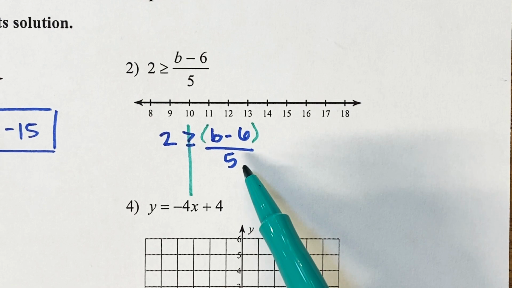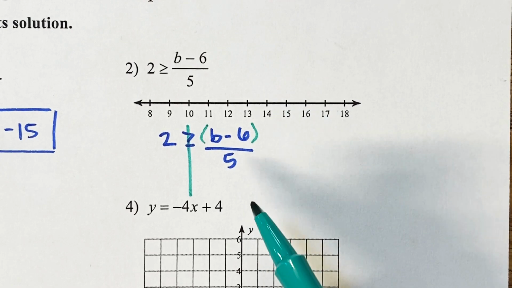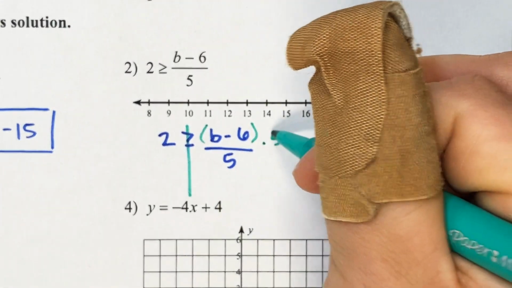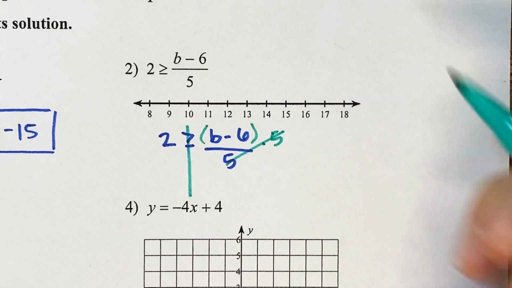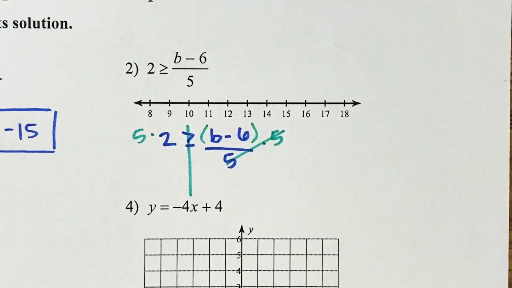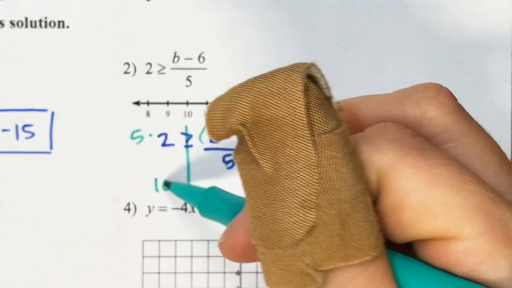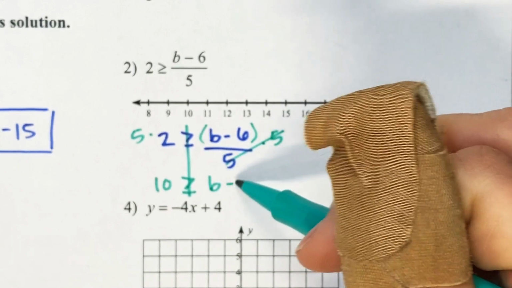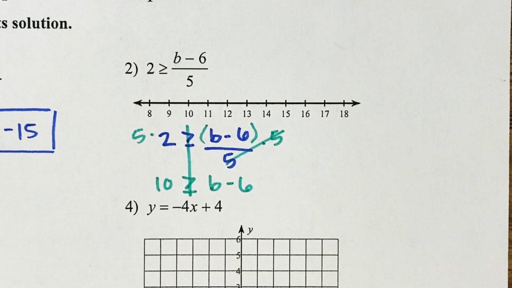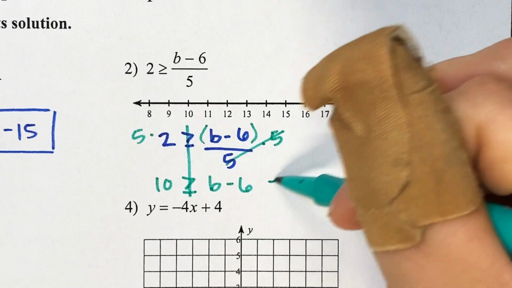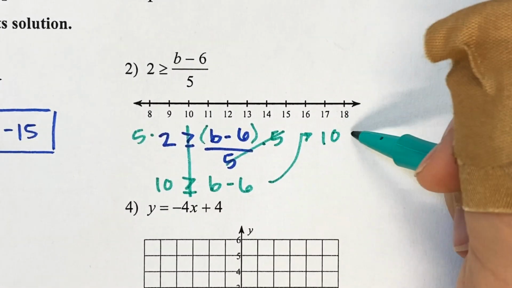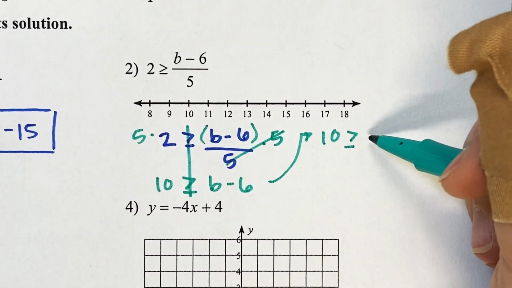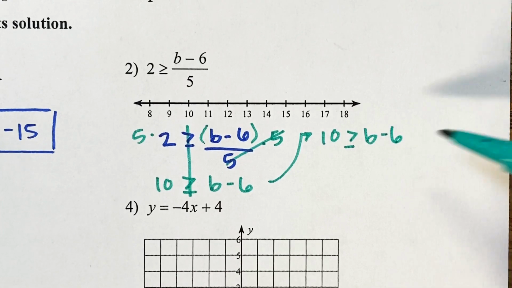What is the opposite of divide by 5? We times by 5. So we're going to times by 5 to both sides. That's going to give us 10 over here, still greater than or equal to b minus 6. Just because we're out of space right here, I'm going to rewrite it right here. So 10 greater than or equal to b minus 6.